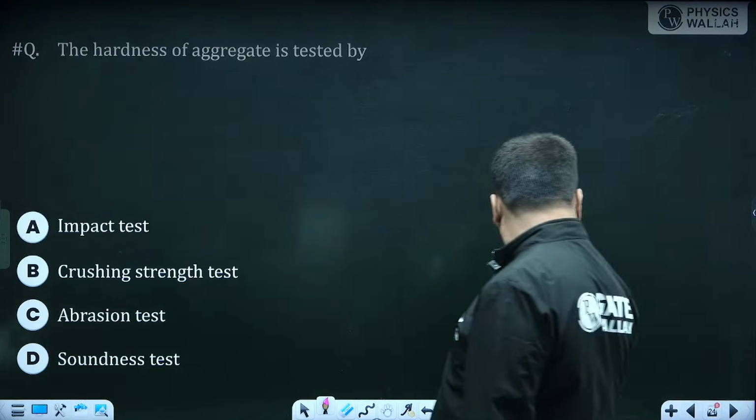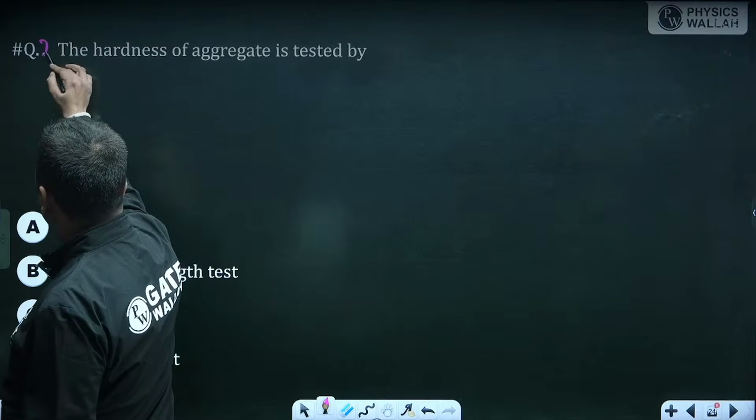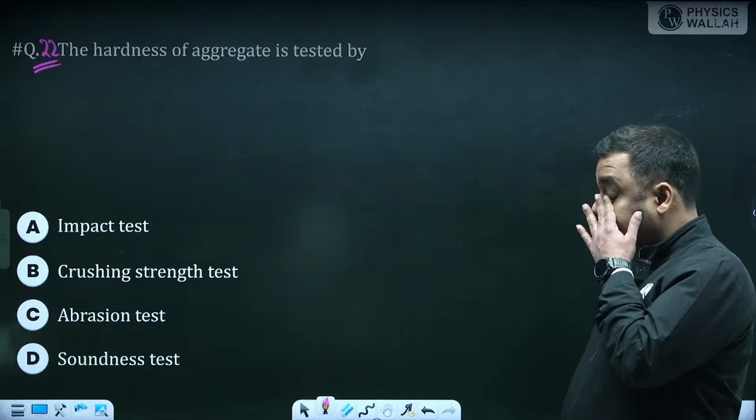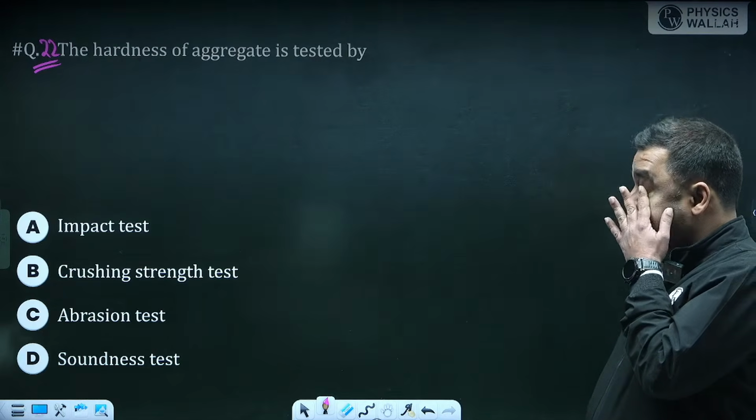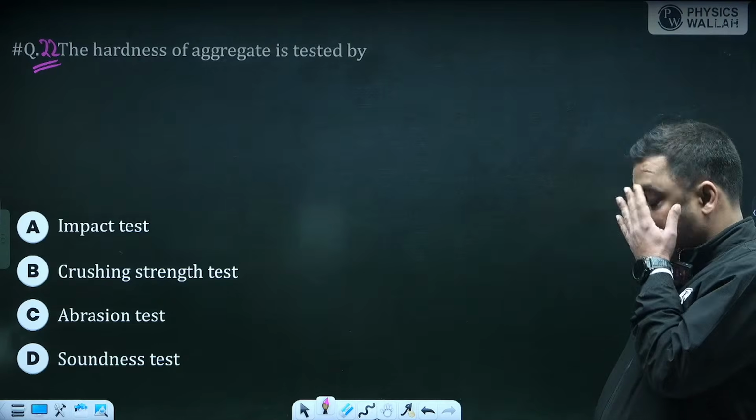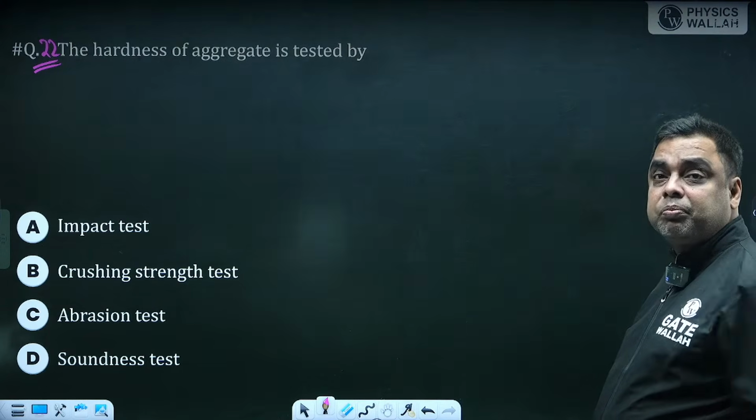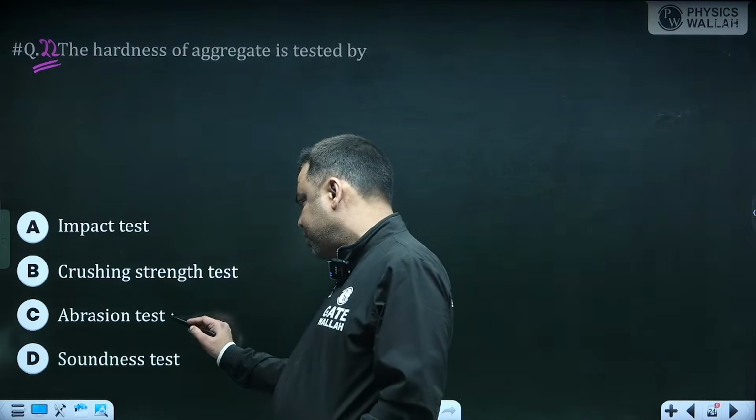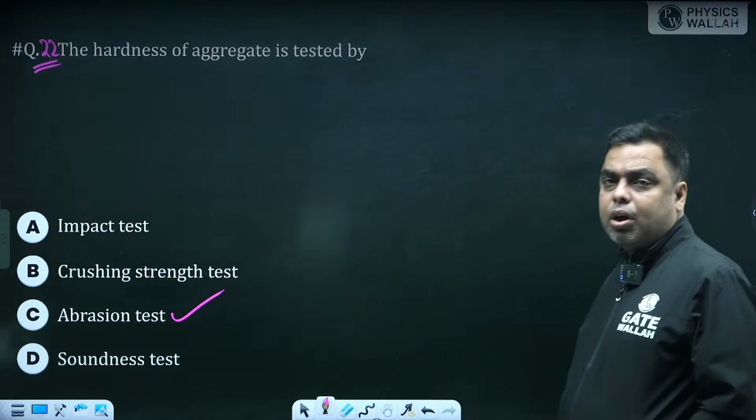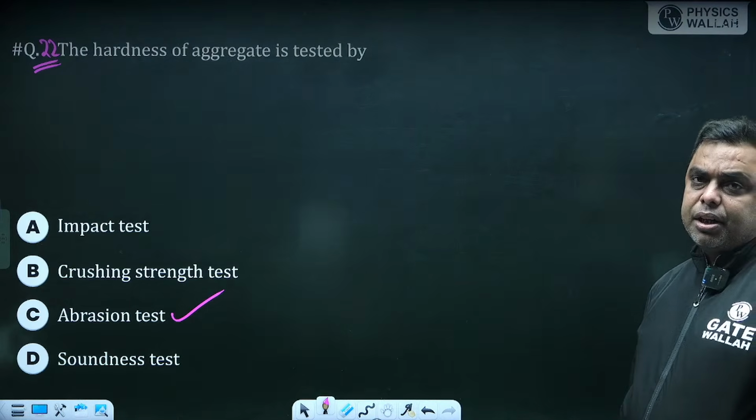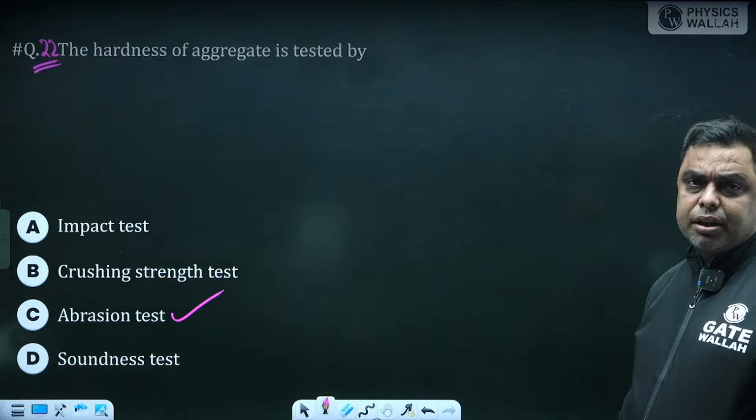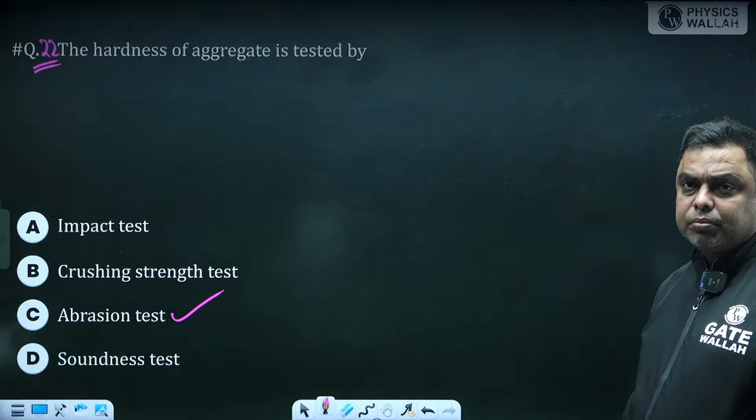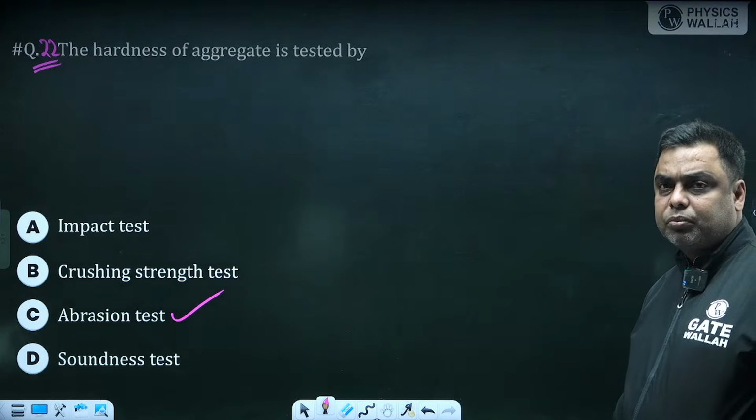Next question. Hardness test. Hardness of the aggregate is tested by, the answer is abrasion test. It's a fact, remember this. Abrasion test. Good.